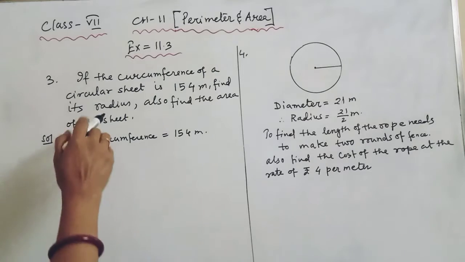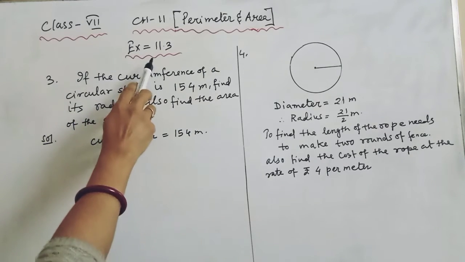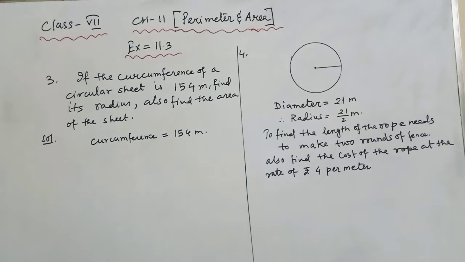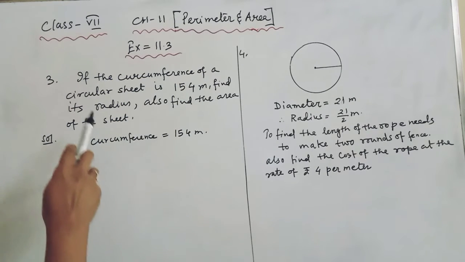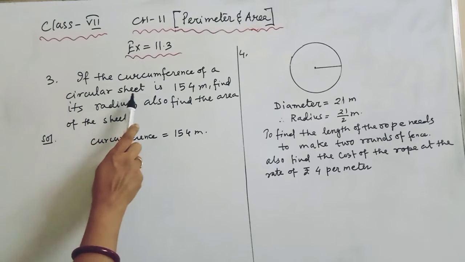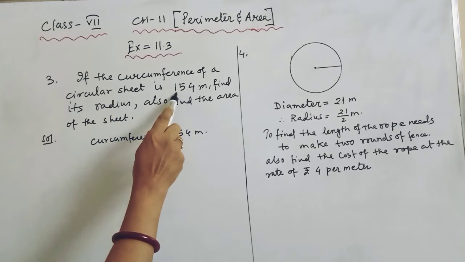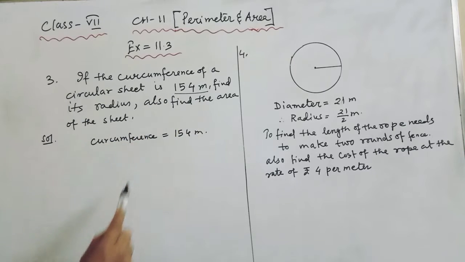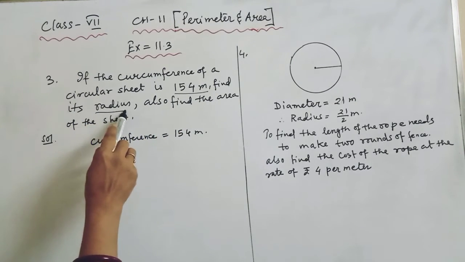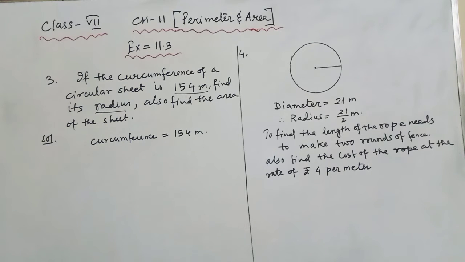Today we will do question number 3 and 4 from exercise 11.3, chapter 11, perimeter and area. In question number 3, the question is, if the circumference of a circular sheet is 154 meter, find its radius and also find the area of the sheet.